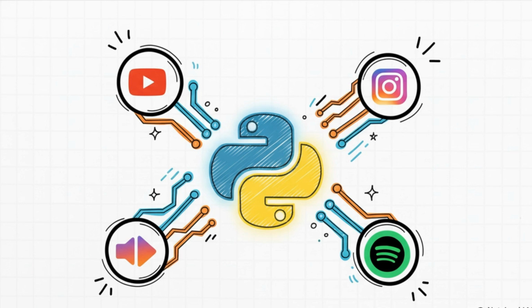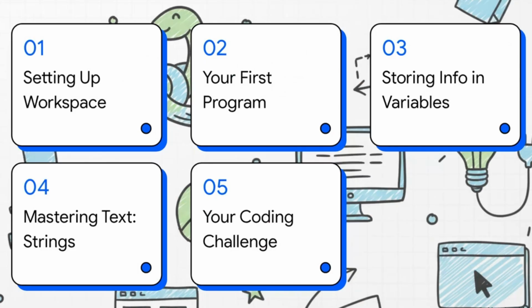And guess what? In the next few minutes, you're going to learn the absolute basics of how to speak its language. So here's our game plan for today. First, we're going to get your digital workspace all set up. Then, and this is a huge moment, you'll write and run your very first program. After that, we'll get into how to make your code remember things using variables and how to work with text using strings. And to wrap it all up, you'll get to tackle your first coding challenge to really lock in those new skills. You ready?